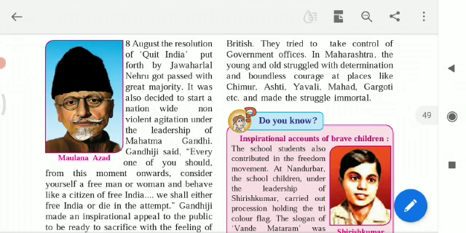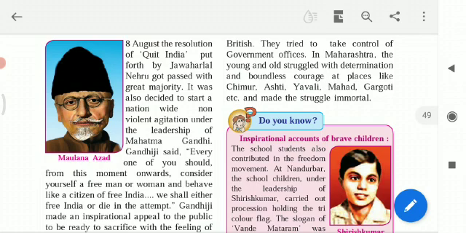Gandhiji made an inspiring appeal to the public to be ready to sacrifice, that is, do or die. So, children, today you have come to know about the last phase of the Indian freedom movement, that is, the last phase of the struggle for independence.